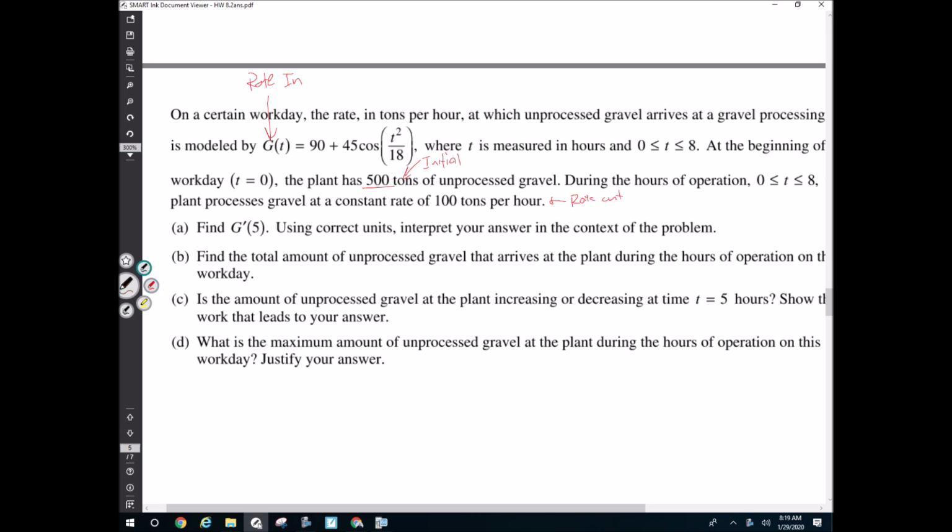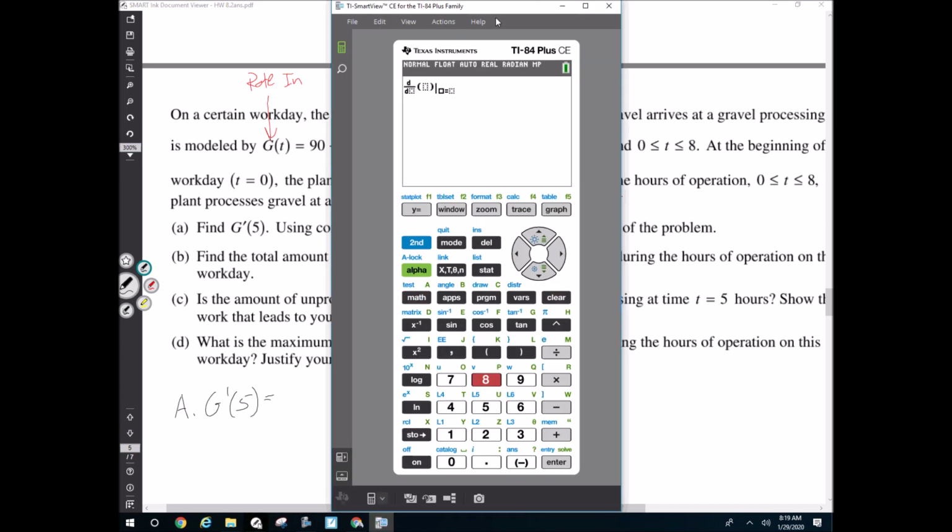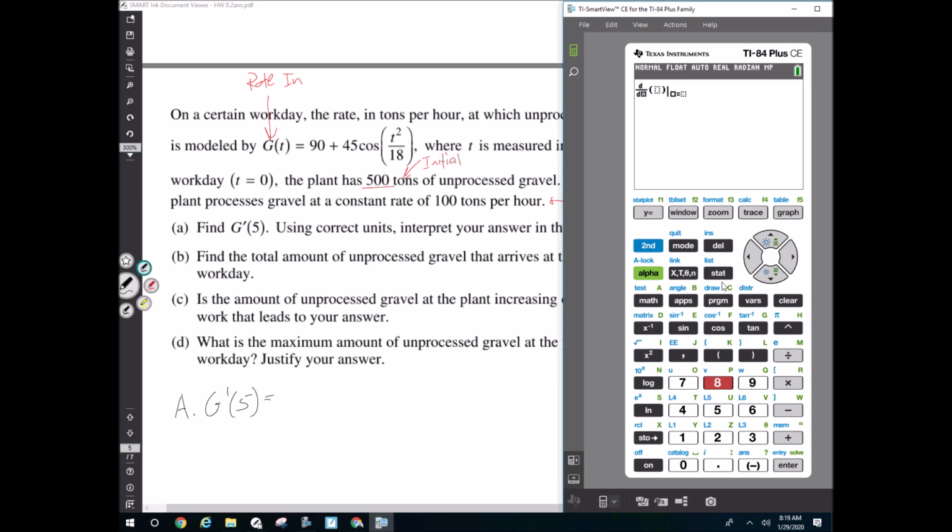Find G prime of 5 using correct units. Interpret your answer in the context of the problem. Okay, so I'm going to use, and this is all you need to write, math 8 to find the derivative with respect to x of G to find G prime. Now, what's really going to be confusing is our answer. I get negative 24.587.